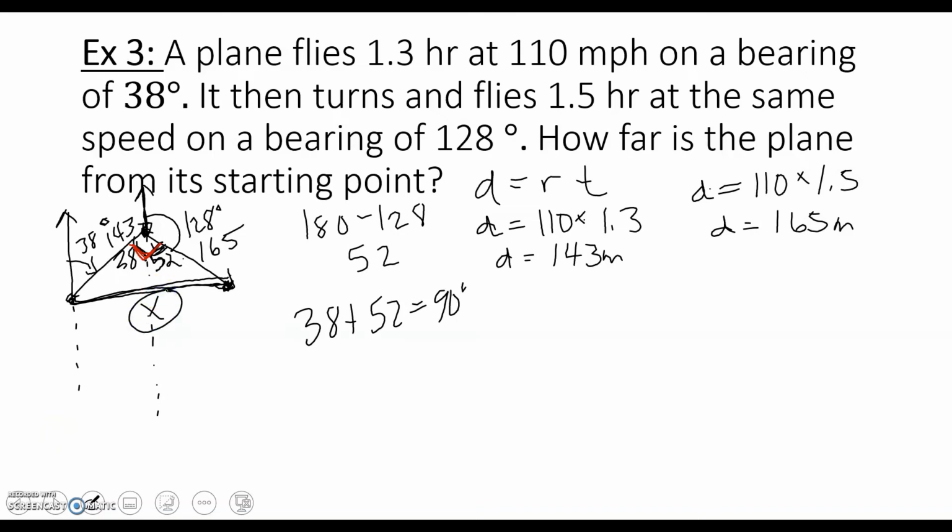That is our c. So a squared is going to be the length of one of the sides, b squared is going to be the length of the other side, and that's going to equal our c, which in this case is our hypotenuse, the x. So we know this distance is 143. We know this one is 165 because we used that distance formula.